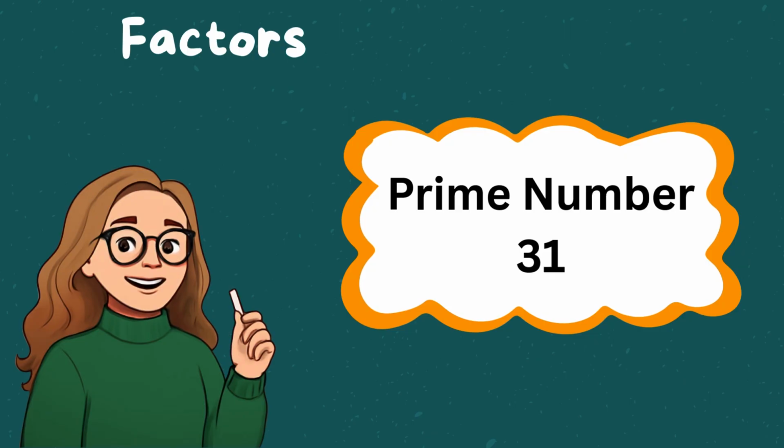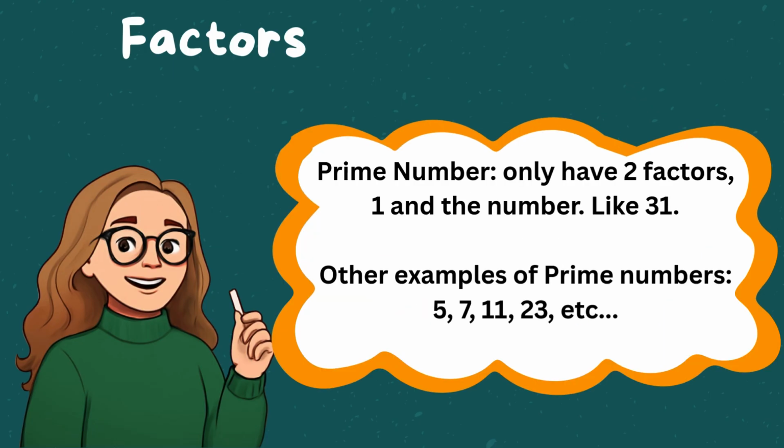That's because 31 is considered a prime number. If the only factors for the number are 1 and itself, then the number is called a prime number. A prime number only has two factors, 1 and the number, so like 31. Other examples of prime numbers are 5, 7, 11, 23, and I bet you can come up with even more. A prime number is only divisible by itself and 1.